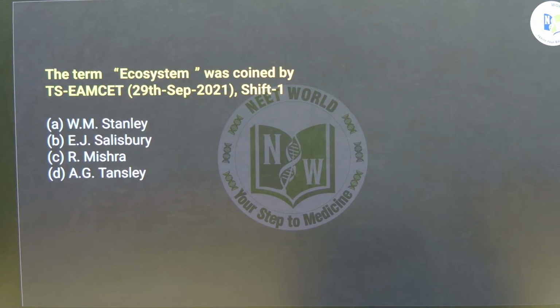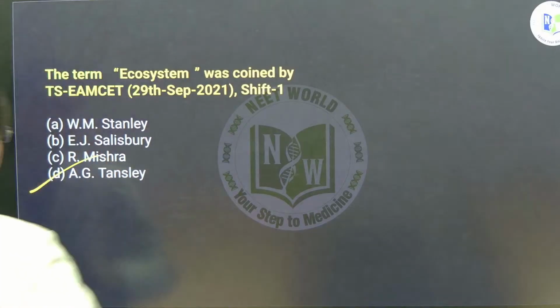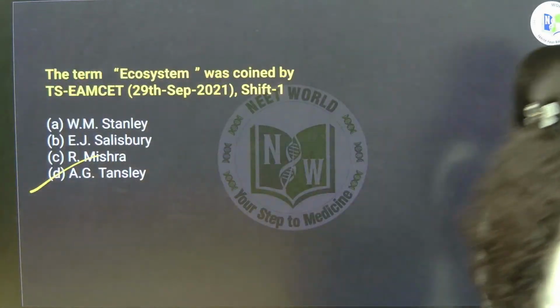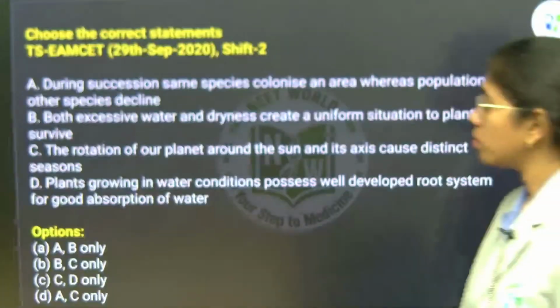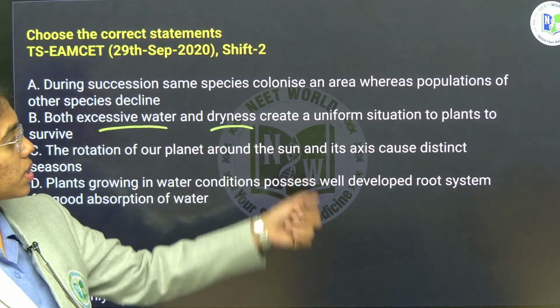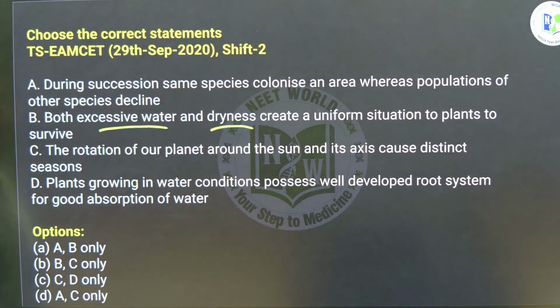The term ecosystem was coined by A.G. Tansley, right? Option D. Very simple question. Next. Statement based again. Direct statements from your text. Choose the correct statements. During succession, same species colonize an area, whereas populations of other species decline. Both excessive water and dryness will create uniform situation for plants to survive? No.